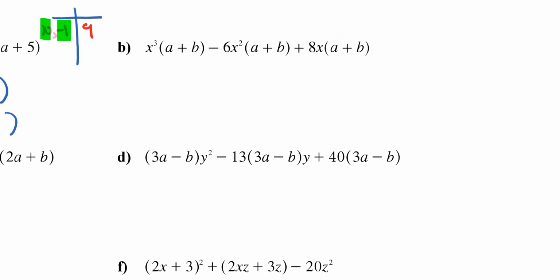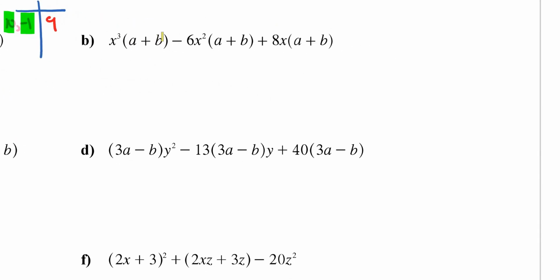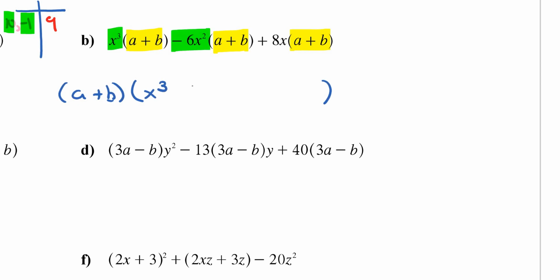Okay, let's move on to letter B here. You'll notice that every single term has an a plus b, so that's a common factor, so let's pull that out. And then ask yourself what is left over. Well, there's an x cubed there. There's a negative 6x squared. There's also a plus 8x.